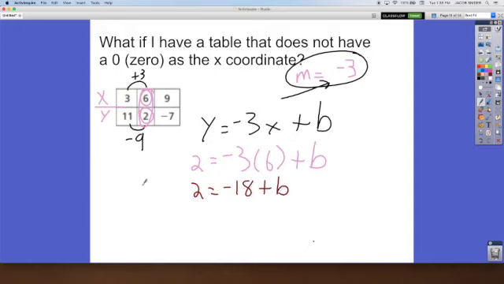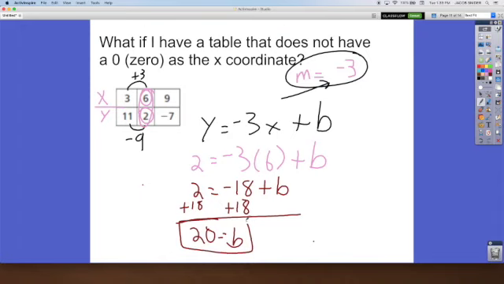Then what do I do now? I'm getting the b by itself, so I'm going to add 18 to both sides. And this tells me that my b equals 2 plus 18, which is 20. And there we go. So when I rewrite my equation, it simply reads y equals negative 3x plus 20. There's the equation in slope-intercept form. Hopefully that made some sense, and hopefully that wasn't too bad.